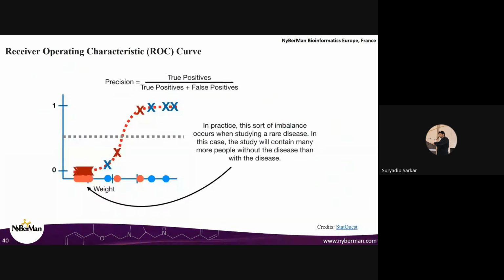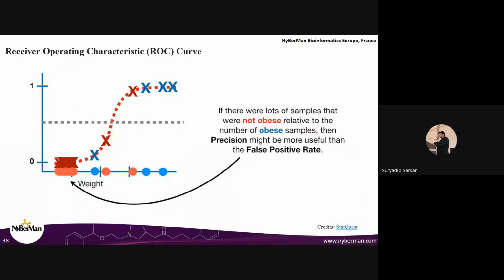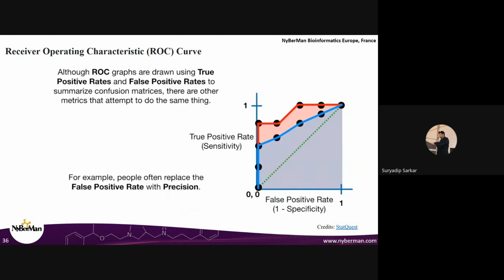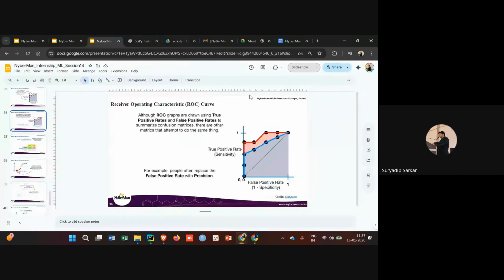In that case, the curve will become a precision recall curve. The sensitivity is nothing but recall. It will become a PR curve, or a precision recall curve, and the area under that curve will become PR AUC. It is the absolute same thing as ROC AUC. PR AUC is nothing but ROC AUC for imbalanced classes. I hope you guys understand this.